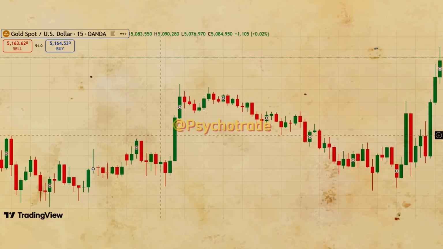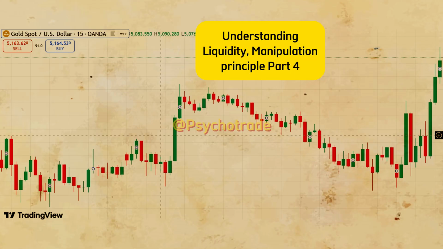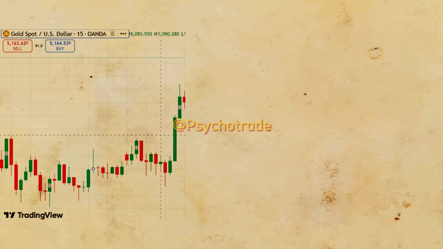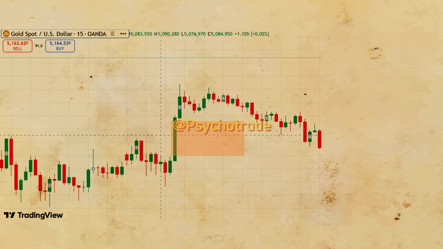If you want to understand this manipulation principle deeper, you can watch my previous video on Manipulation Principle Part 5. Another reason price reverses is to fill imbalance in the market. When institutions enter the market with large orders, they often create strong displacement candles. These candles move so fast that they leave behind areas where price did not trade efficiently. In ICT trading concepts, this is called a fair value gap. Price often returns to these gaps to rebalance the market before continuing in its original direction.